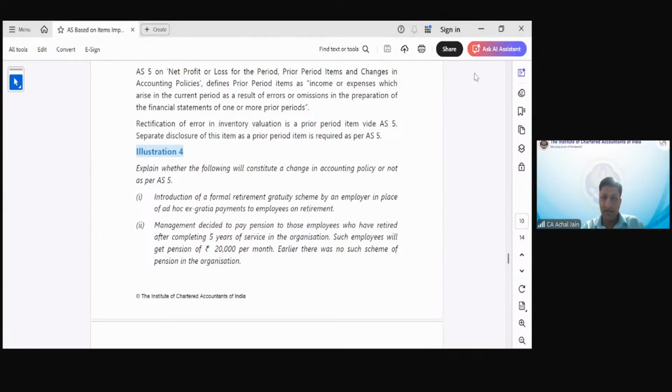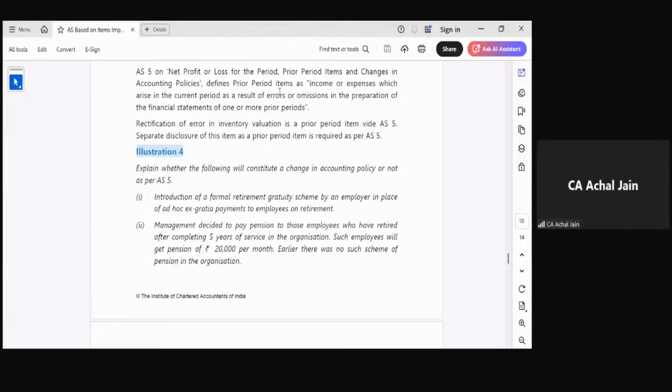In this case, will you be calling this a change in accounting policy? Yes or no? Charandeep says no. Almas says no. Can you tell me why no? Why do you think it's not a change in accounting policy? And what will you call this? Tanu says no. Charandeep says, sir, it's an introduction of a new scheme. So the company has put in place a new scheme.